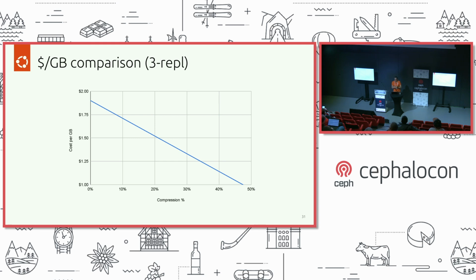If we look at the per dollar comparison, we have this nice linear discount as you start to increase the compression levels. And of course, to believe that you might be able to compress all of your data at 50%, that's probably not sensible to plan for. But if you think, maybe I can get 10, 20%, it starts adding up quite quickly.